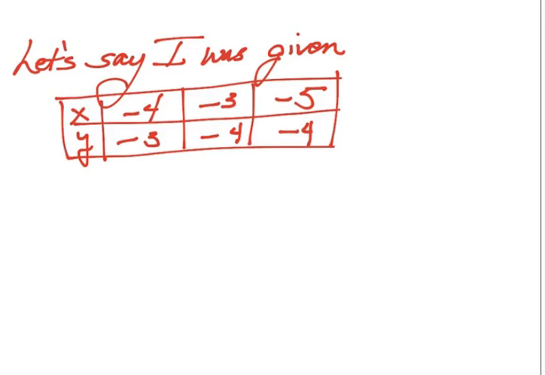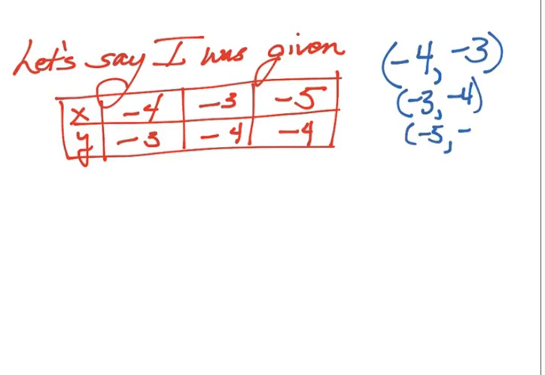Well, these are points, aren't they? Even if it's in table form, these are points. Now, they could give me a graph, and I would have to pick the points. But no matter what they do, they have to give me enough data to get 3 points. What are the 3 points? -4, -3, -3, -4, and -4, -4. Okay, there's my 3 points.